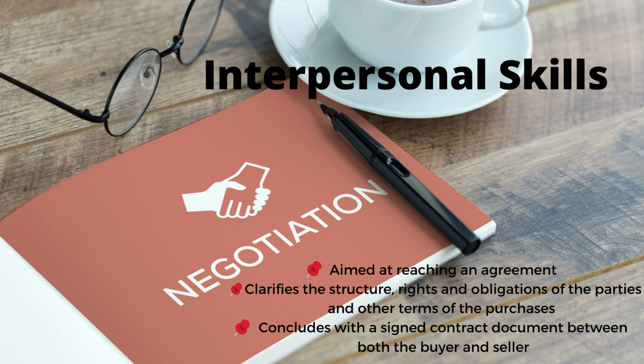Moreover, interpersonal and team skills that can be used for this process include negotiation. Negotiation is a discussion aimed at reaching an agreement. Procurement negotiation clarifies the structure, rights and obligations of the parties, and other terms of the purchases so that mutual agreement can be reached prior to signing the contract. Final document language reflects all agreements reached. Negotiations conclude with a signed contract document or other formal agreement that can be executed by both the buyer and the seller.